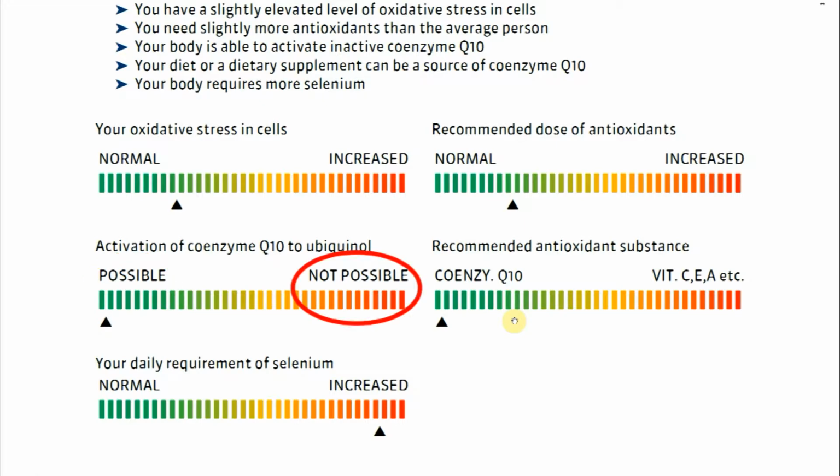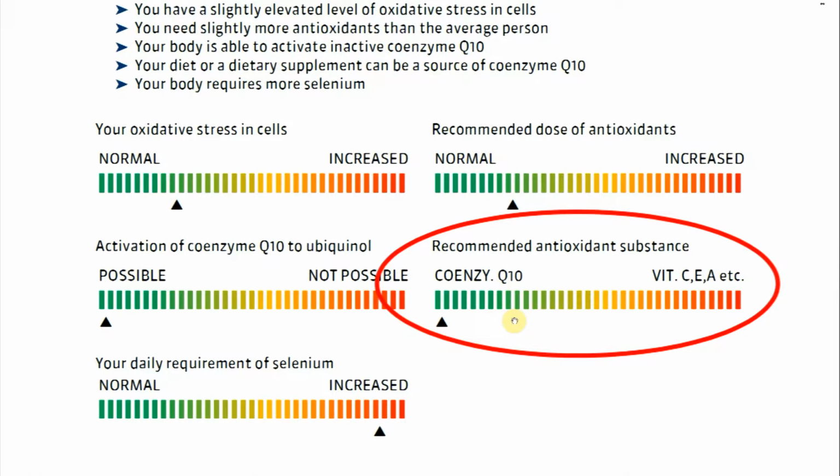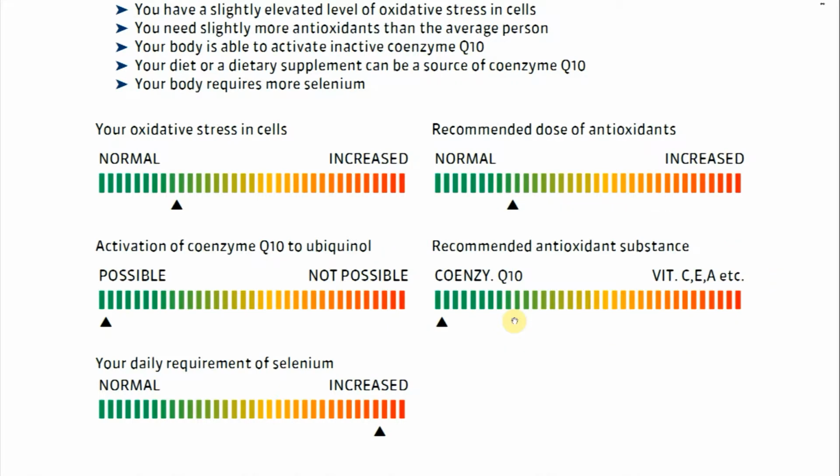If it's here, then it's useless. Then some of you will now probably find out that you've taken coenzyme Q10 for years and you cannot process it, and it will result in nothing. And here you see the recommended antioxidant substance, coenzyme Q10 or alternative vitamins, depending on where you are. And again, we can take this information, we find out you need more vitamins or not, and then we choose which type of food to recommend to you.